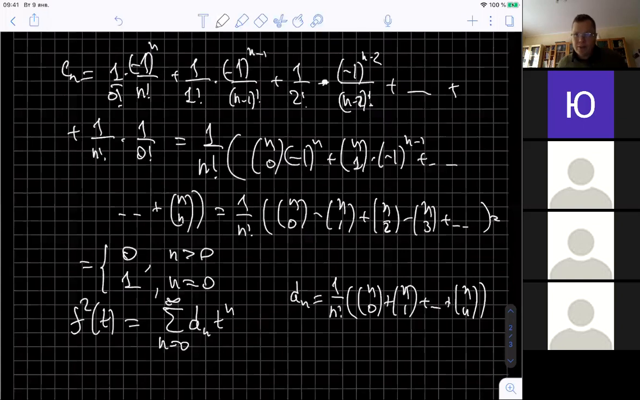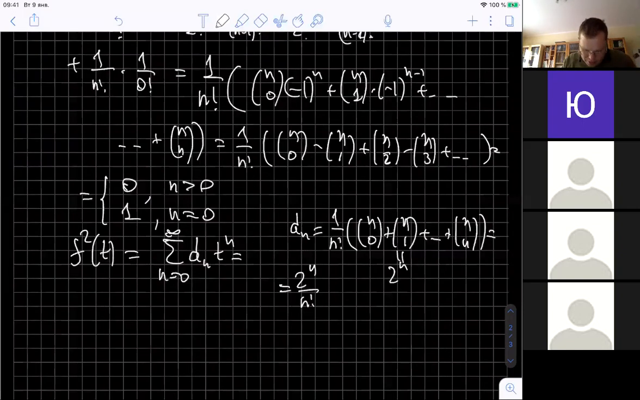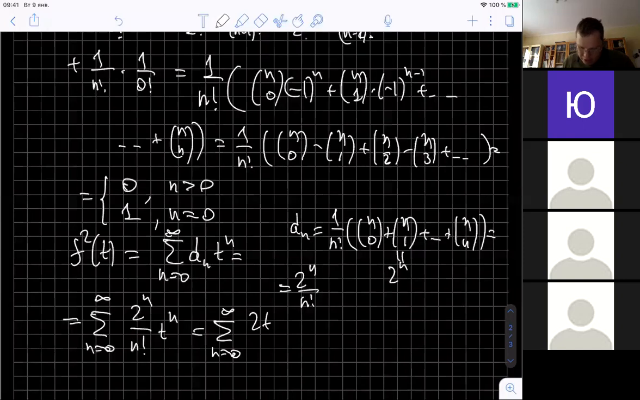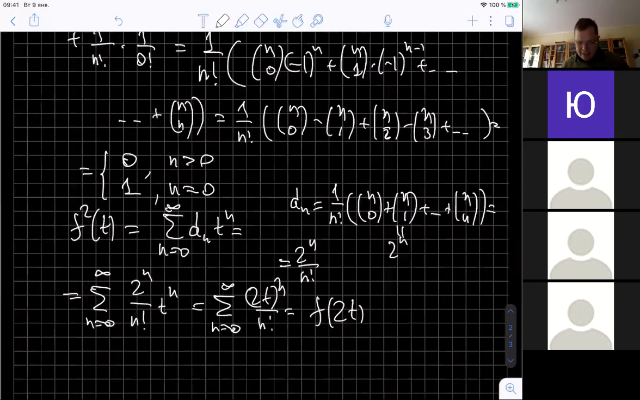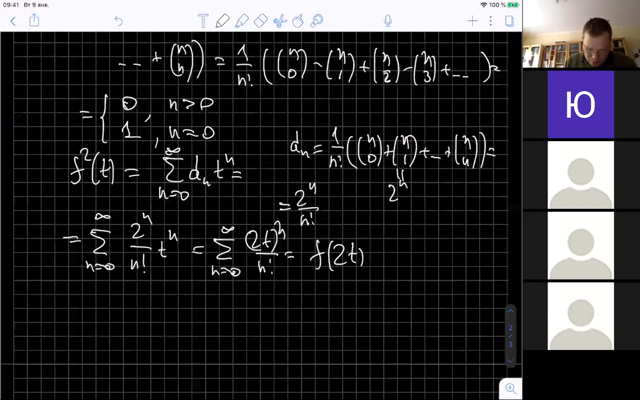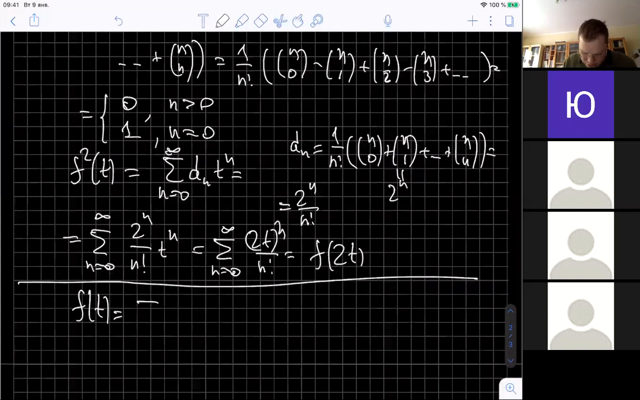And what is this sum? So 2 raised to the power n. Yeah, of course. So it will be 2 to the power n over n factorial. And so this will be the sum from 0 to infinity of 2 to the n over n factorial t to the nth power. Or we can just write this as 2t to the nth power over n factorial, or just f of 2t, yes? So we have the formal power series f, and instead of variable t, we have the variable 2t.